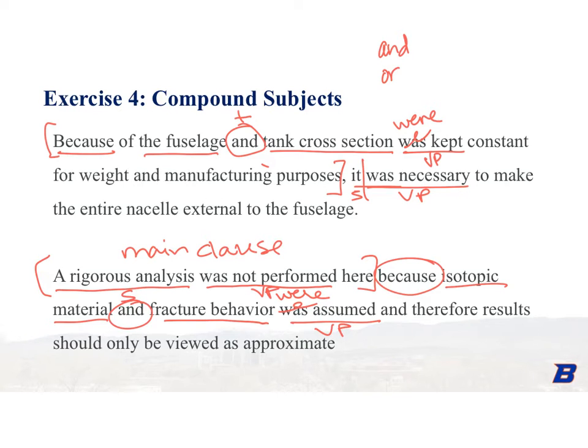So "because isotopic material and fracture analysis were assumed," and I would put a comma here because what follows is also an independent clause. A fairly complicated sentence here, but hopefully me breaking this down can help you start to see how those chunks connect. And this is a coordinating conjunction that brings together two independent clauses, so you need a comma to join them together. "Results should only be viewed as approximate" can stand alone, but it's not part of the dependent clause that starts with "because."